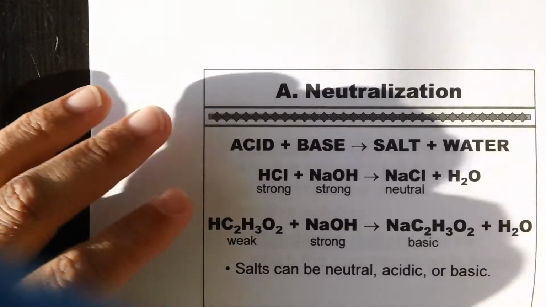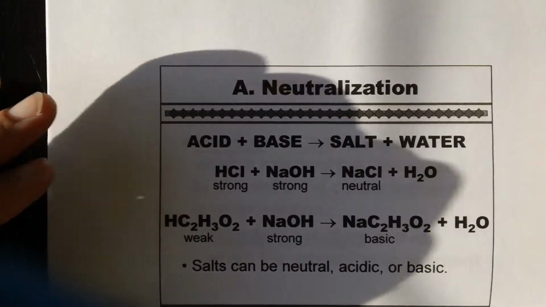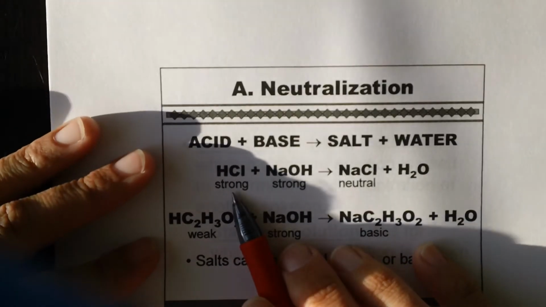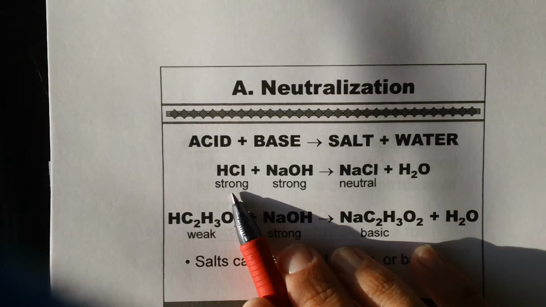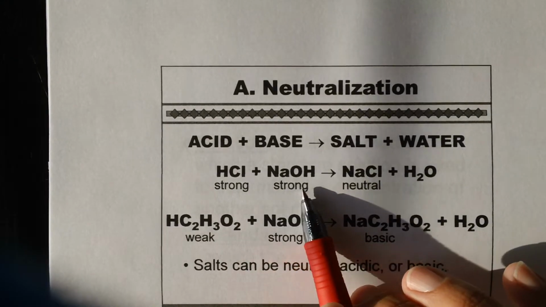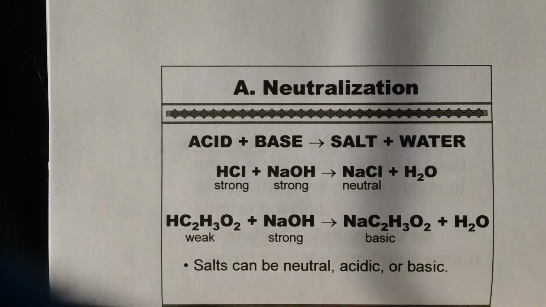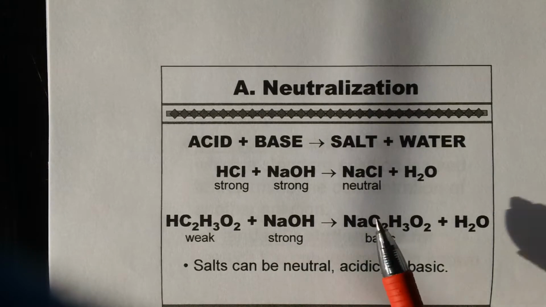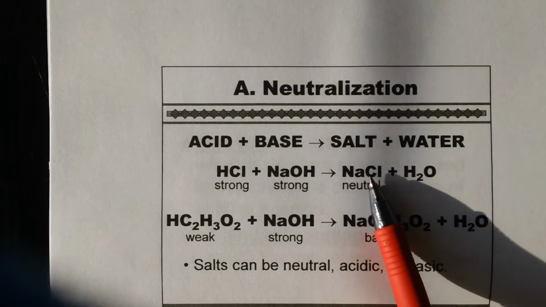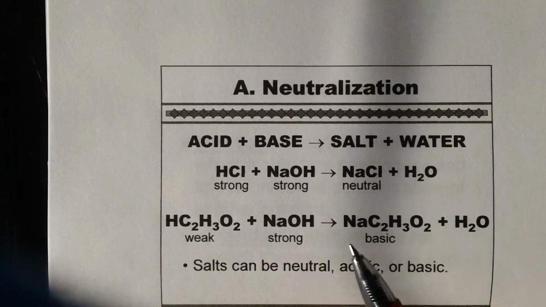So it gives us a couple little examples here of neutralization reactions. This is the one that we normally do a titration of in class, where we take hydrochloric acid, a strong acid, and we take sodium hydroxide, a strong base, and we mix them together, and when we do, we get neutral salt out of it. So we get a salt, sodium chloride, and water.